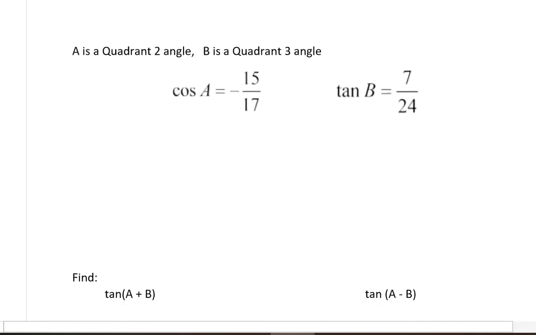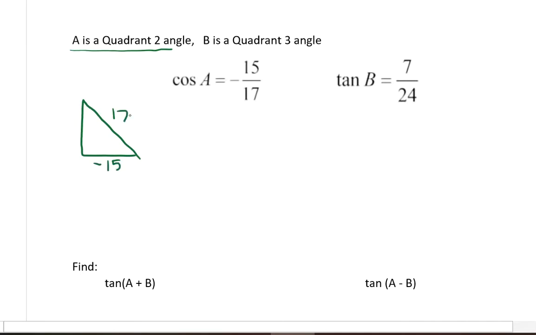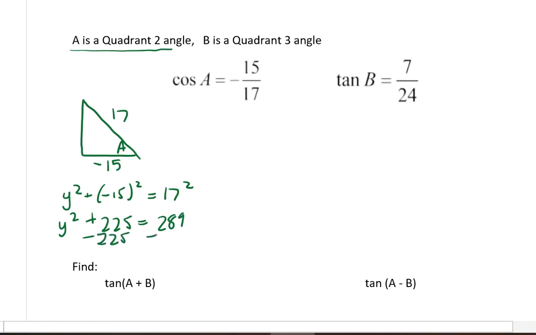Okay, so here I have two triangles. A is in quadrant 2. I'm going to draw that over here. So I've got negative 15 and 17. This is A. Let's throw an A in it. So I have cos, and then I want to find the last side. So y squared plus negative 15 squared is equal to 17 squared. Y is either positive or negative 8. Since it's going up like that, it's going to be a positive 8.